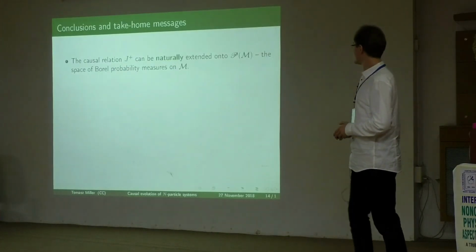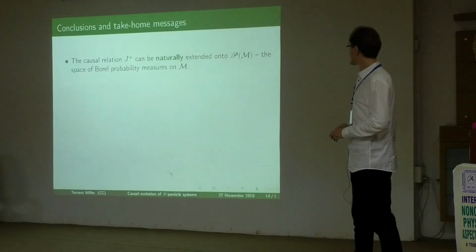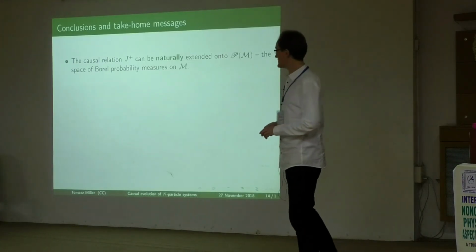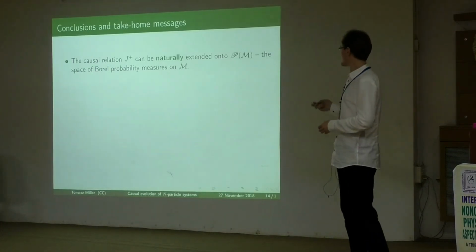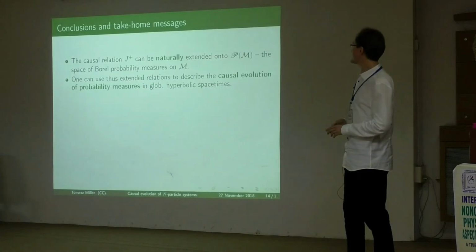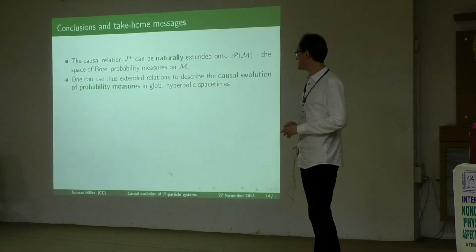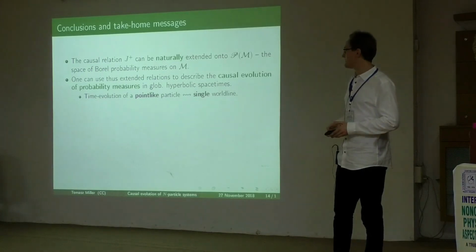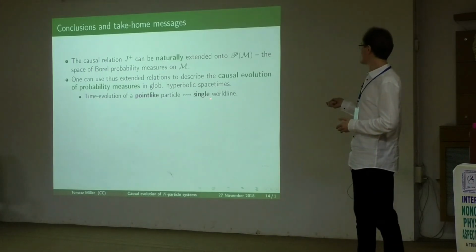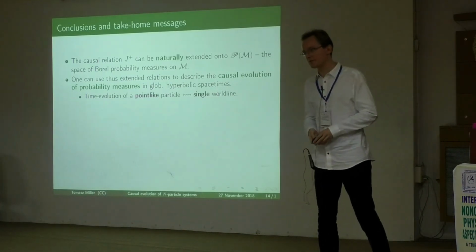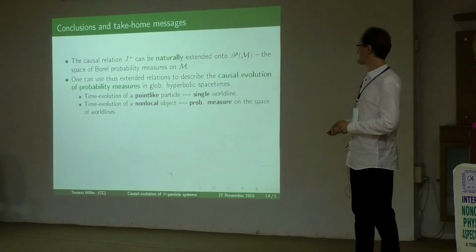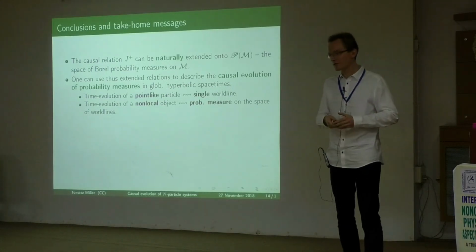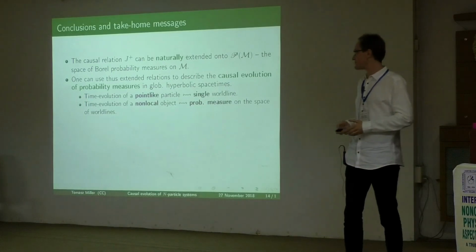Okay, so let me conclude by recapitulating what I've said in the form of some take-home messages. We've managed to naturally extend the standard causality relation between point-like events onto probability measures. And this extension can be used to model the causal evolution of probability measures in globally hyperbolic spacetime, which can be summarized in a remark: just like a single word line is a geometrical object which models the time evolution of a point-like particle, a probability measure on the space of word lines is a geometrical, generally covariant object which models the time evolution of a non-local particle, of a probability measure.